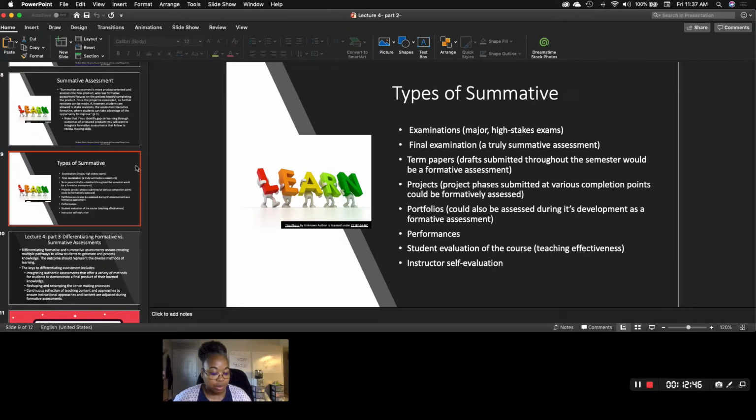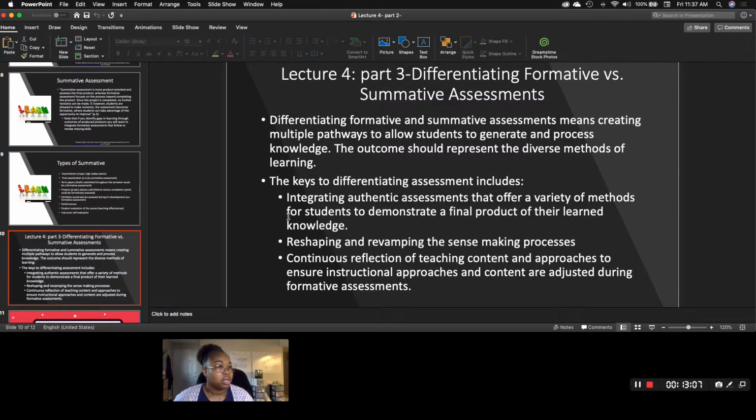So for example, close reading. If I'm teaching students how to identify context clues and they just don't get it, then I'd reiterate the same skills in another book or another unit that looks at it maybe a little differently to teach the same skill. And here are some examples of types of summative assessments.